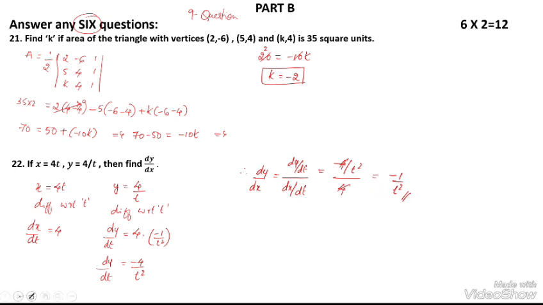Next, I will move on to the next question. Question number 23. The radius of the air bubble is increasing at the rate of 0.5 centimeter per second. At what rate is the volume of the bubble increasing when the radius is 1 centimeter? Here they give the radius. Let me take radius r. R becomes the radius of the bubble.